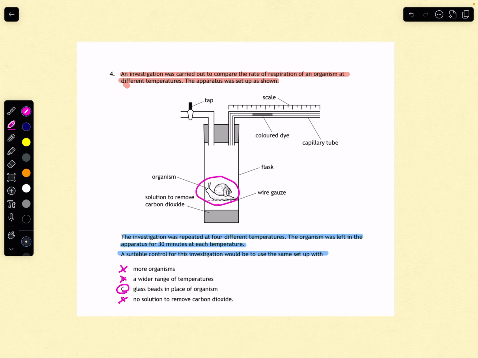So just a few things to be wary about when you're looking at this sort of control question.